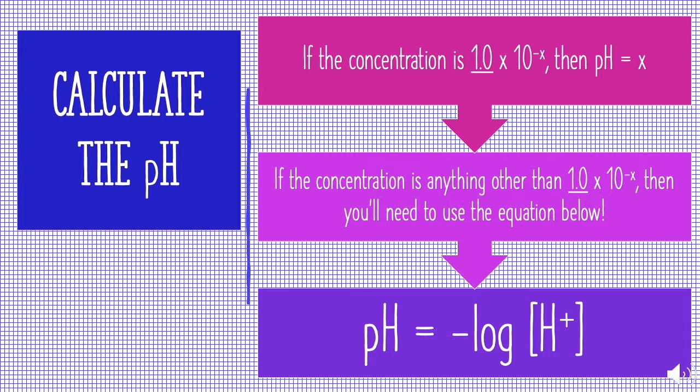This equation that says pH is equal to the negative log of the hydrogen ion concentration allows us to calculate pH values that are not whole numbers or that fall in between numbers on our pH scale.